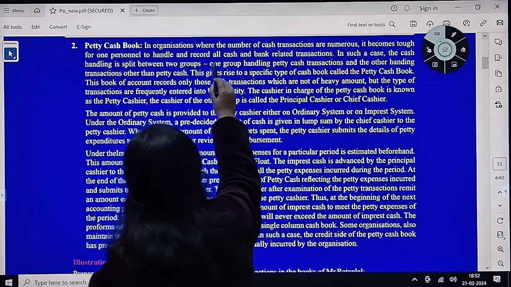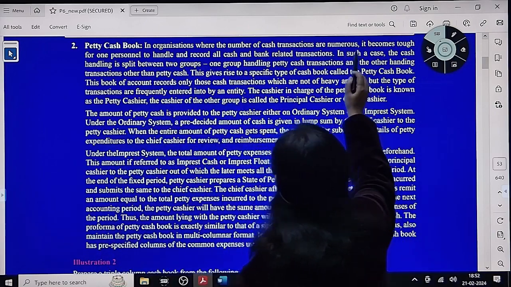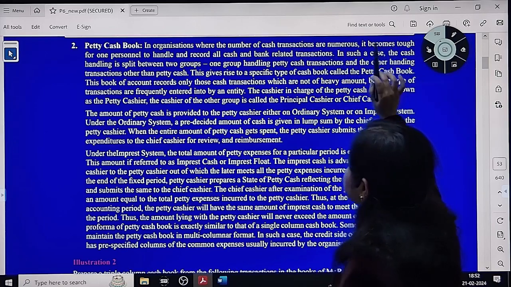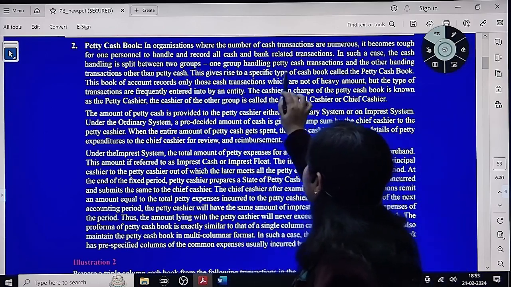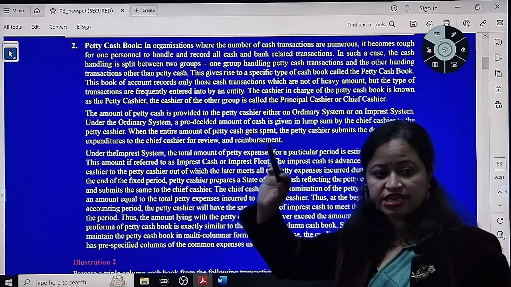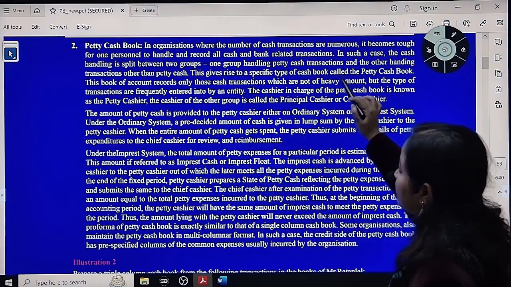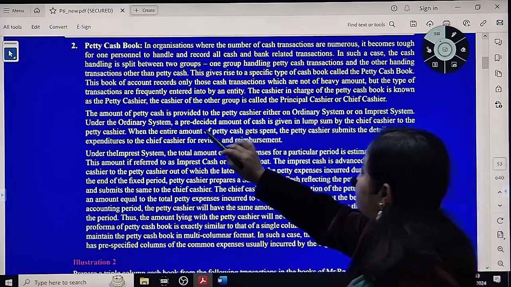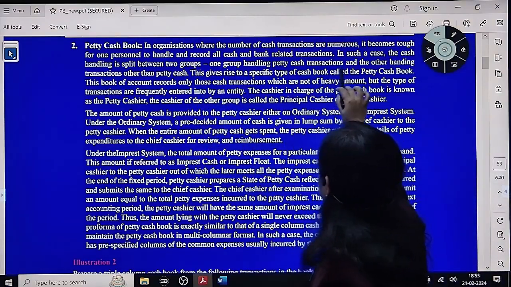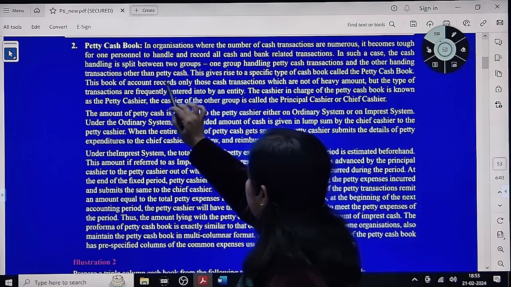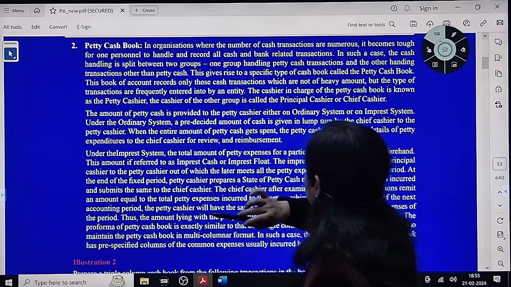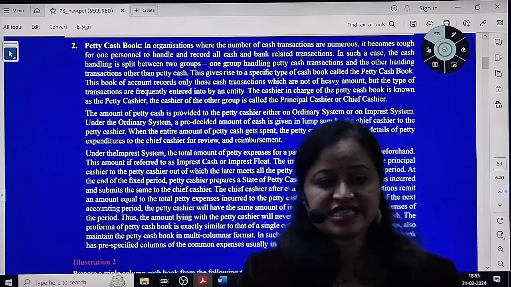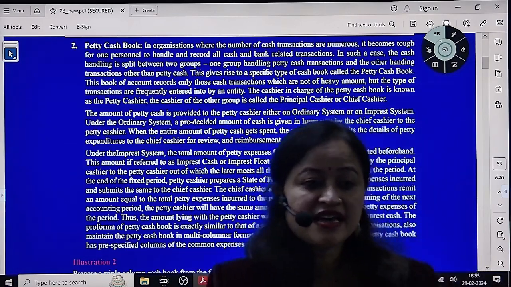In organizations where the number of cash transactions is numerous, it becomes tough for one person to handle and record all the cash and bank related transactions. So in that case, the cash handling is split between two groups. One group handles petty cash transactions and the other group handles the transactions other than petty cash. This gives rise to a specific type of cash book called the petty cash book. The person who handles the petty cash book is called the petty cashier.